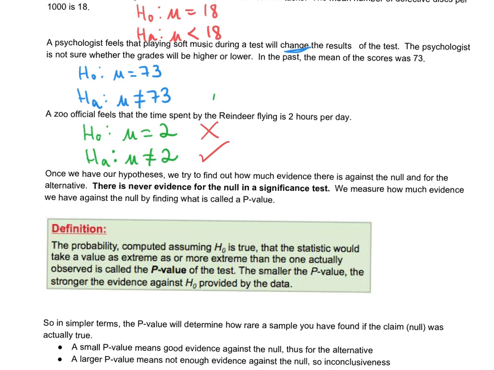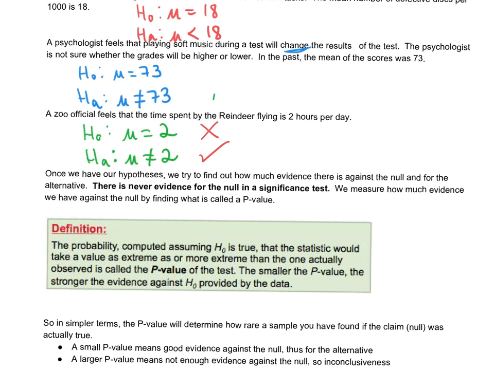We can actually calculate that number by using what's called a p-value. So p-value is one of the biggest things we're going to calculate in this chapter. And a p-value is simply going to be the probability, assuming that the null is true, that the statistic would take a value as extreme or more extreme than the one observed.